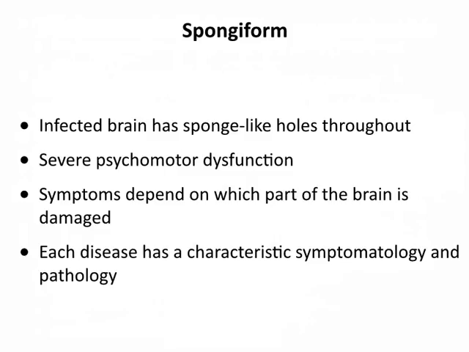You get psychomotor dysfunctions, you get dementias, you have ataxias of various sorts, and every disease has a different set of symptoms associated with it, depending on where the brain is damaged. So every agent has a slightly different predilection for the brain and slightly different symptoms. But they're all basically neurodegenerative diseases.